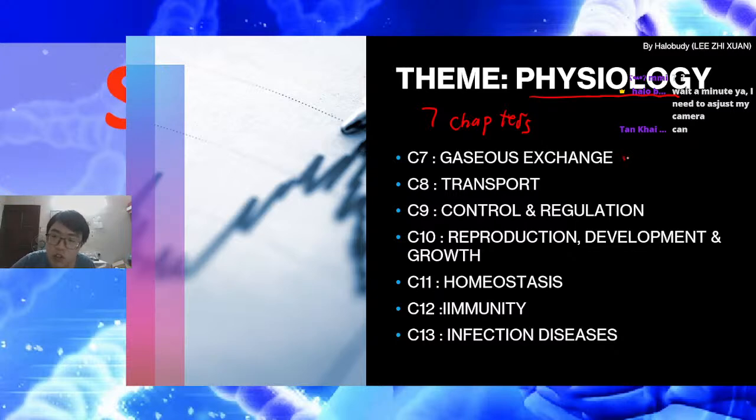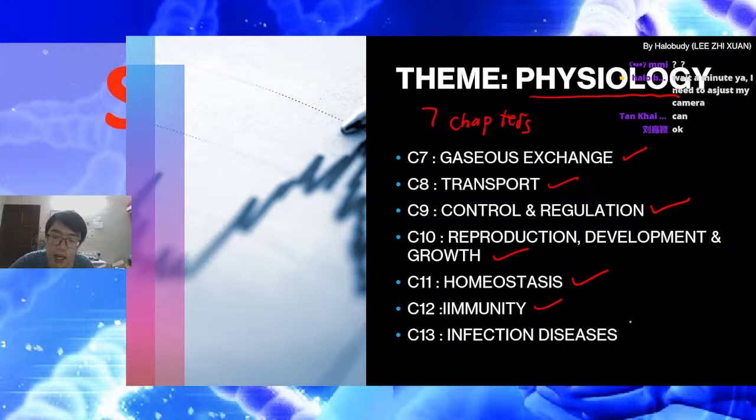Chapter 1, gases and change. Chapter 2, transport. Chapter 3, control and regulation. Chapter 4, reproduction, development and growth. Chapter 5, homeostasis. Chapter 6, immunity. And the final chapter, infectious disease. If you see the titles of these chapters, maybe you are already familiar with them, because you did learn them in SPM. SPM has all of these, except for two chapters. Never mind, I will explain one by one which topics you have to learn in each chapter.